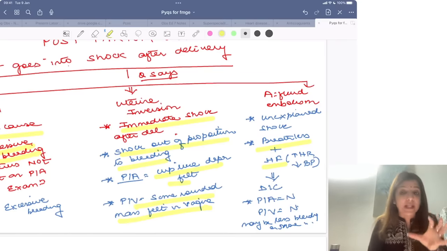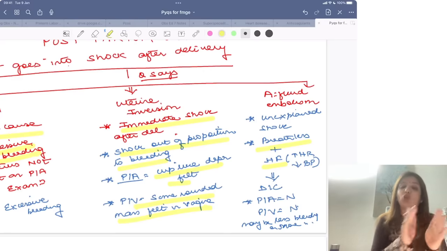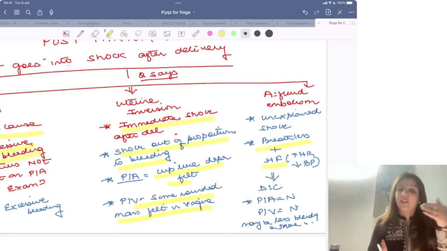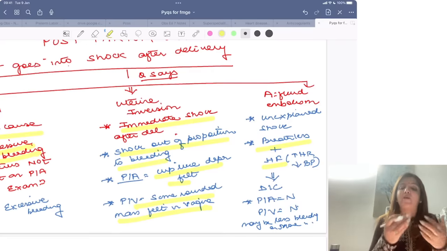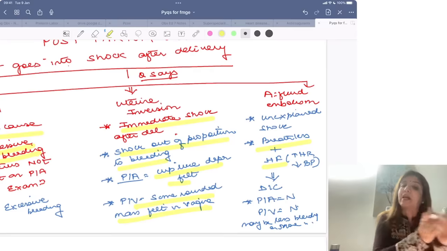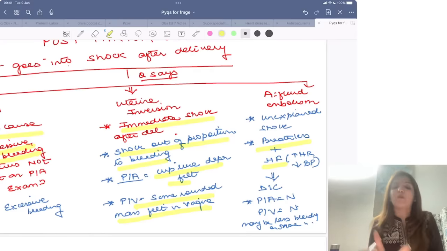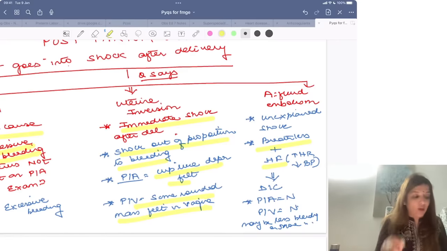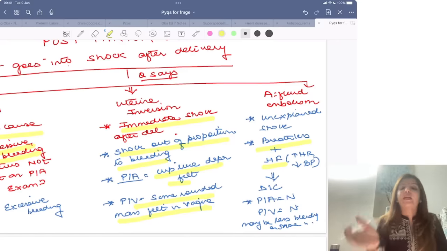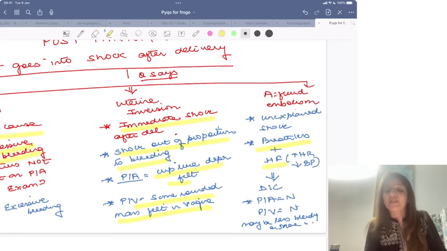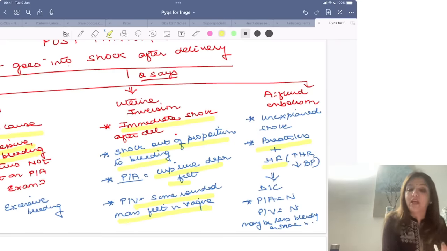As far as bleeding is concerned, remember amniotic fluid embolism ke do phases hote hain. In the first phase, patient mein breathlessness milti hai and heart failure milta hai, jisme bleeding kam hoti hai. Second phase mein patient has DIC jisme bleeding jyada hoti hai. So in amniotic fluid embolism, there can be excessive bleeding, there cannot be excessive bleeding, right? First phase mein excessive bleeding nahi hogi, second phase mein excessive bleeding hogi.